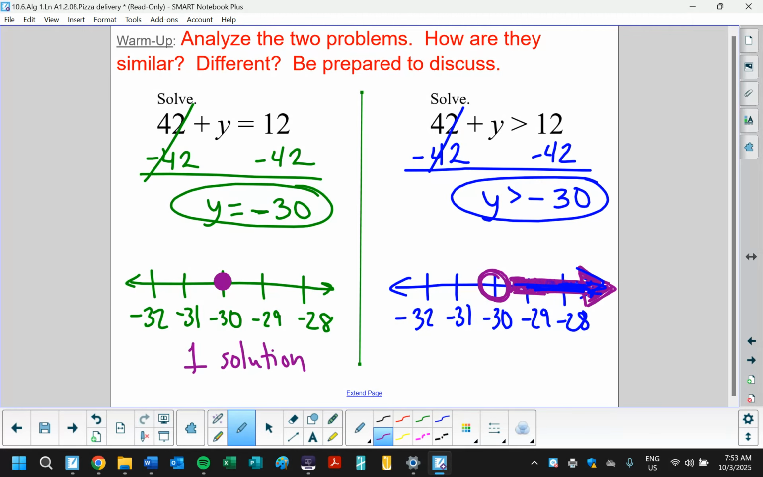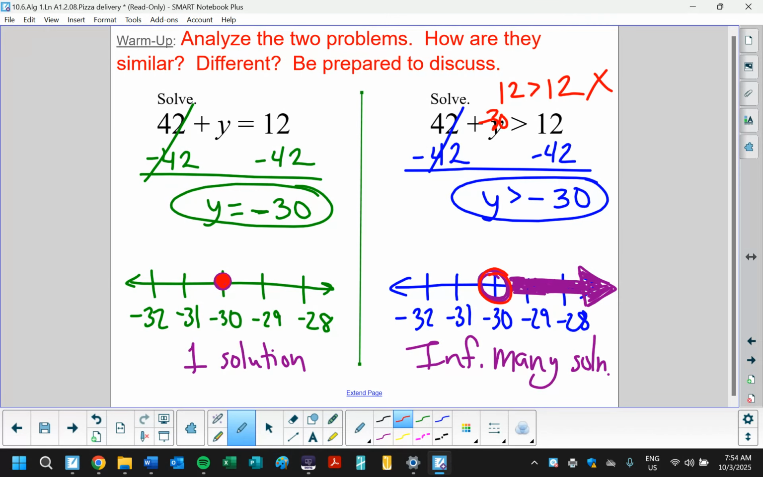Furthermore, and then I'll just mention that there are infinitely many solutions to this. One last thing to note, on the left side we have a nice solid dot because negative 30 is a solution. On the right side, if you substituted a negative 30 and you asked yourself true or false, 12 is greater than itself? No, that's a false statement. So we cannot color in negative 30.